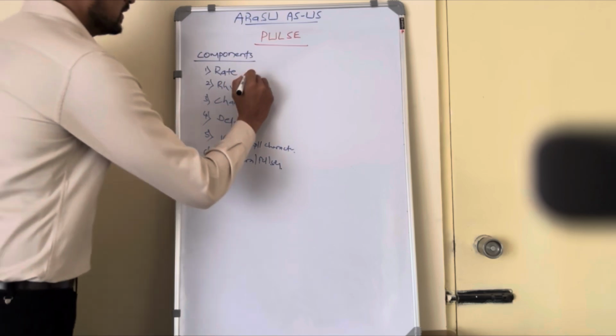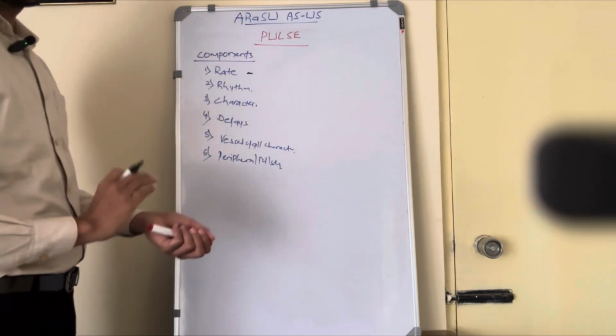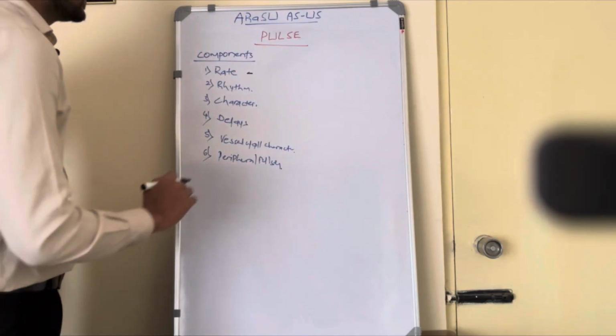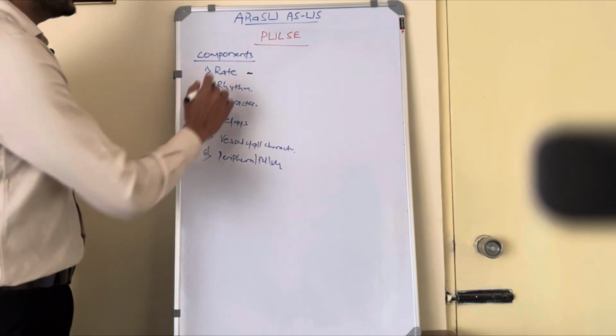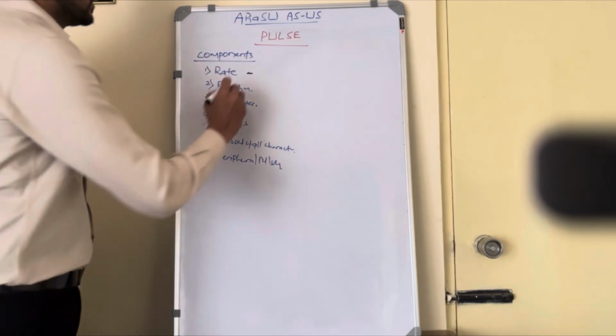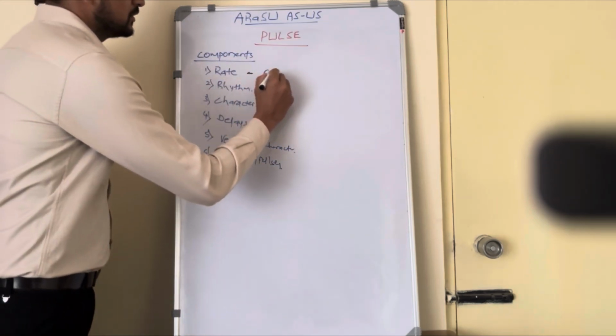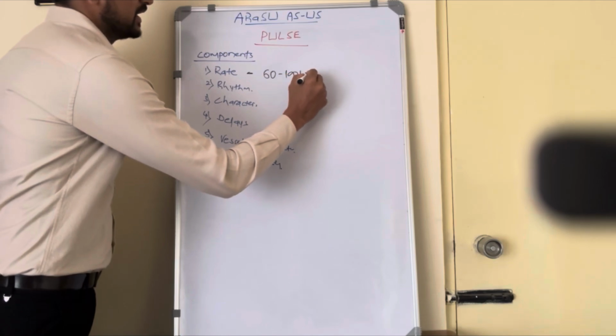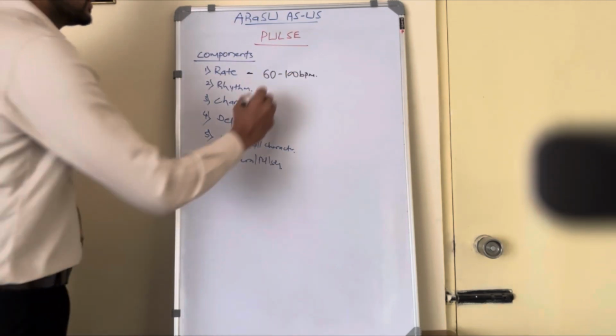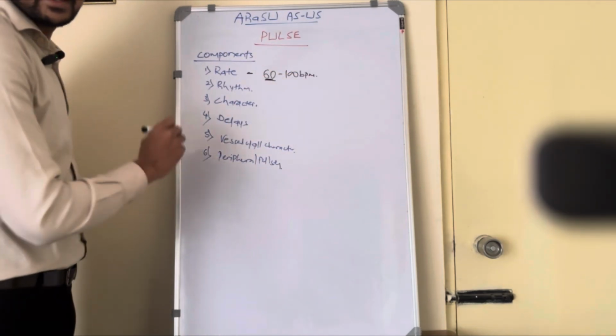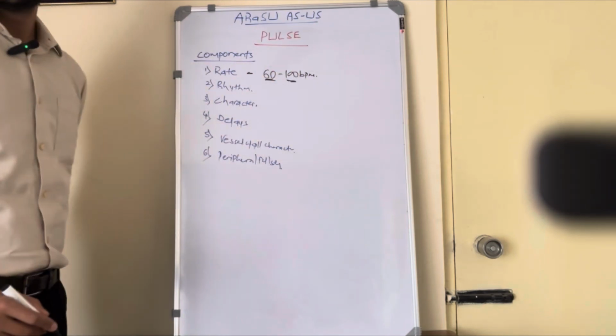In rate, we all know that we will use the 3-finger method to examine the pulse. In that we will be counting the number of pulses in a minute. So we will usually get 60 to 100 beats per minute. This will be the normal rate. If it is less than 60, we consider it as bradycardia. More than 100, it will be tachycardia.